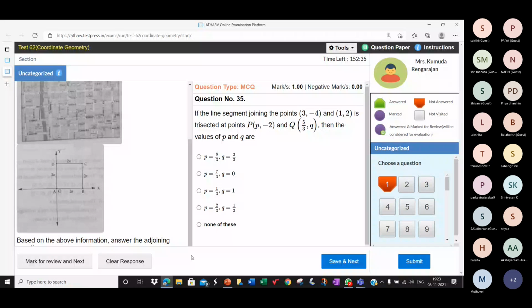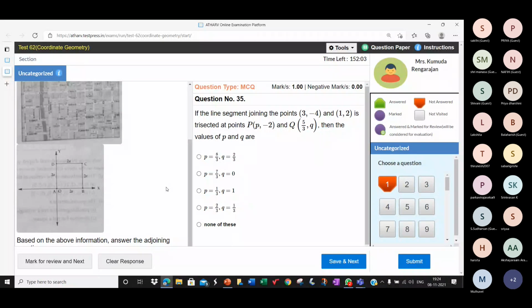Okay, I think this is not anything related to the figure given there. If the line segment joining the points (3, -4) and (1, 2) is trisected with the points P and Q, then the values of P and Q are not related. I was wondering if I went wrong in putting the picture, but it's fine. This question has no inference to the picture there.